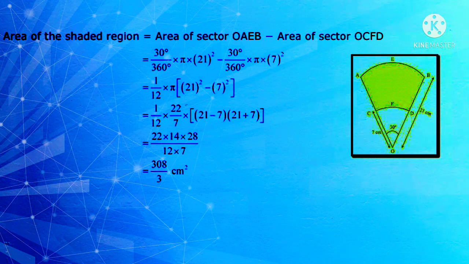And if we calculate this one, we get here 22 into 14 into 28 divided by 12 into 7. And after that, if we calculate this result, finally we get here 308 by 3 centimeters square.